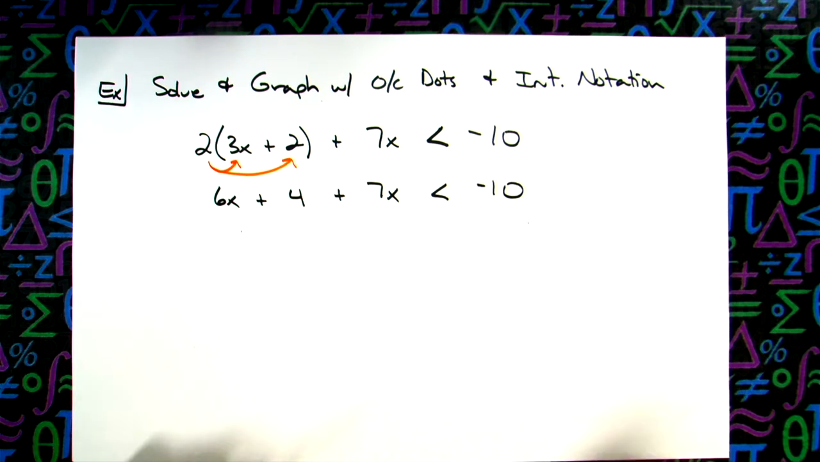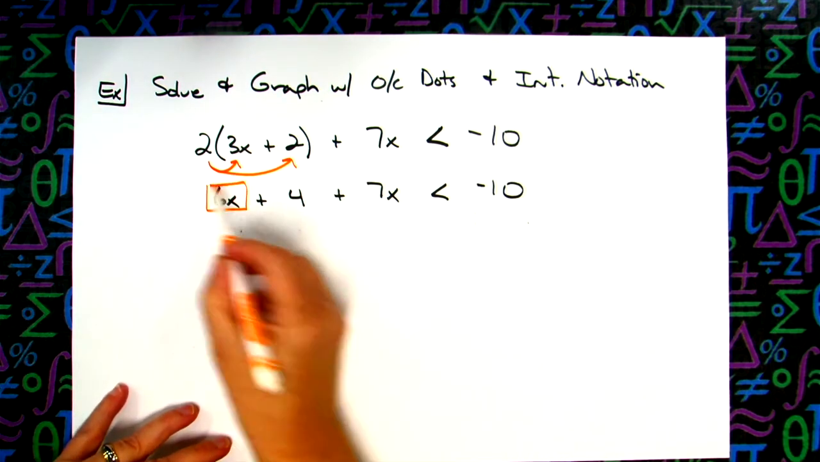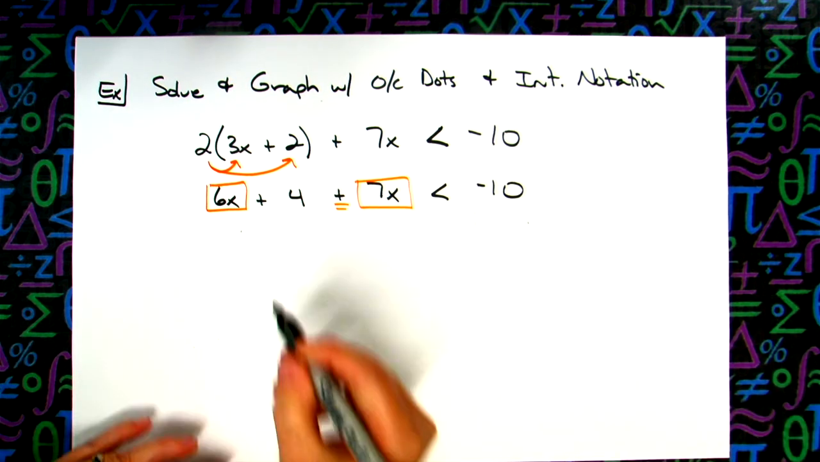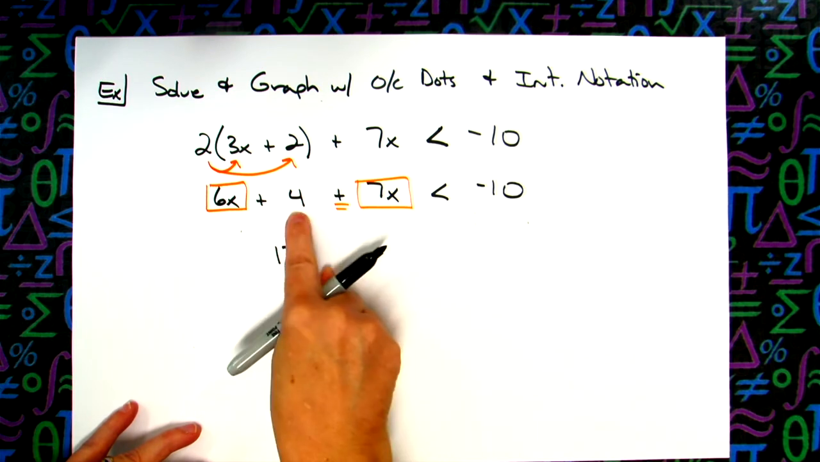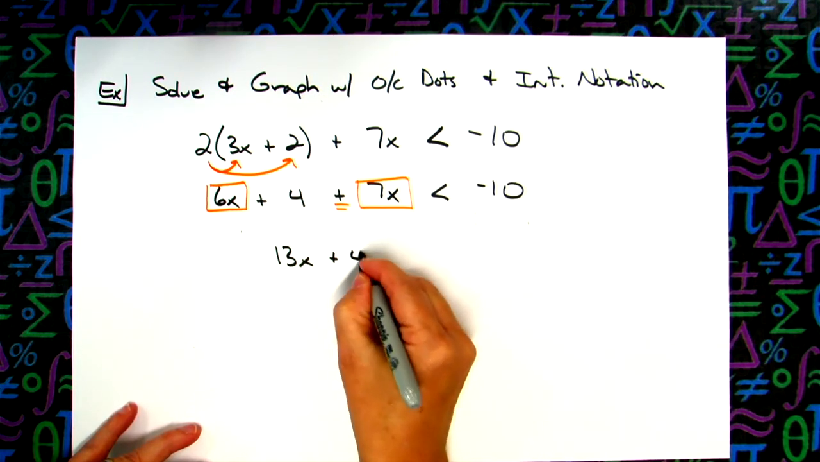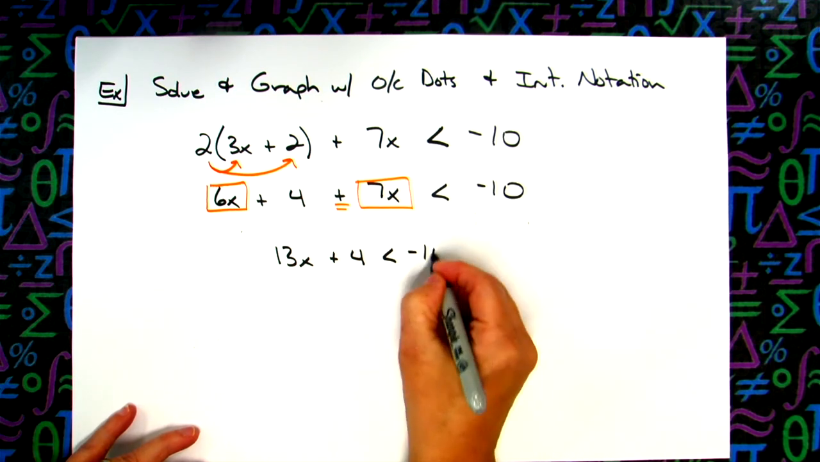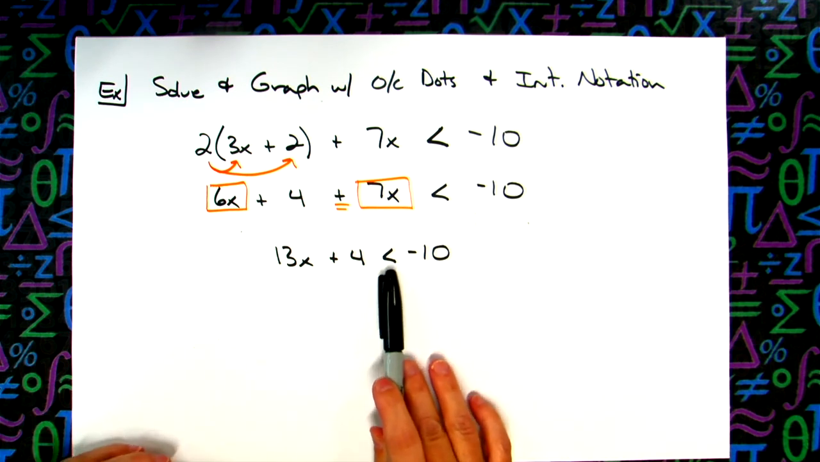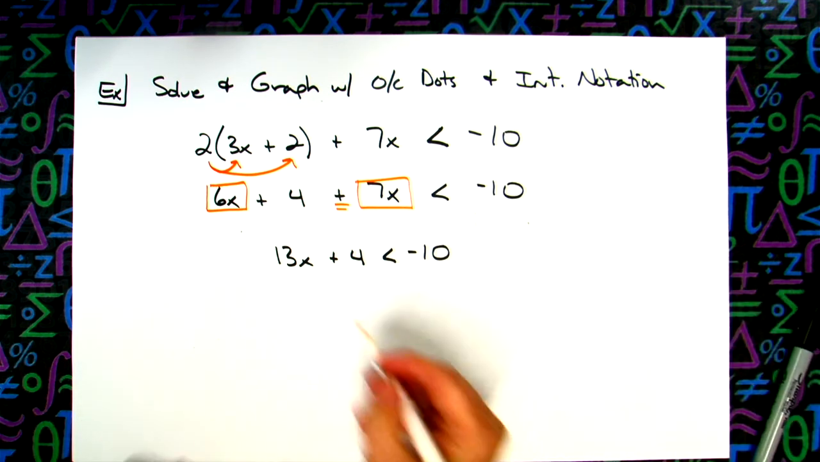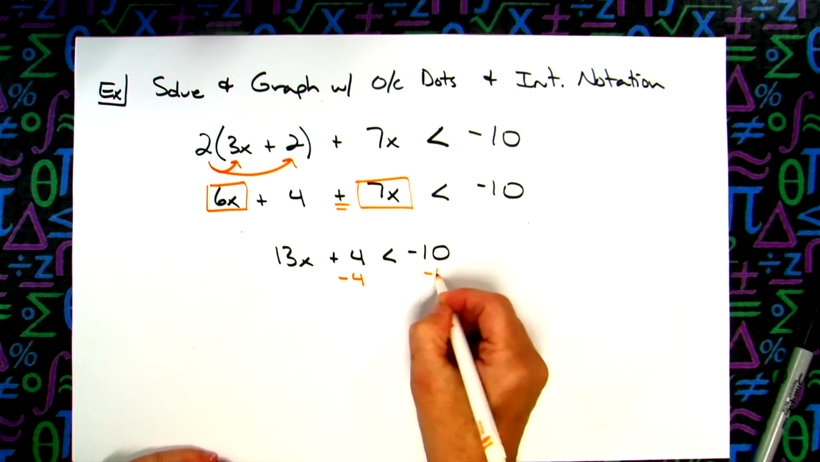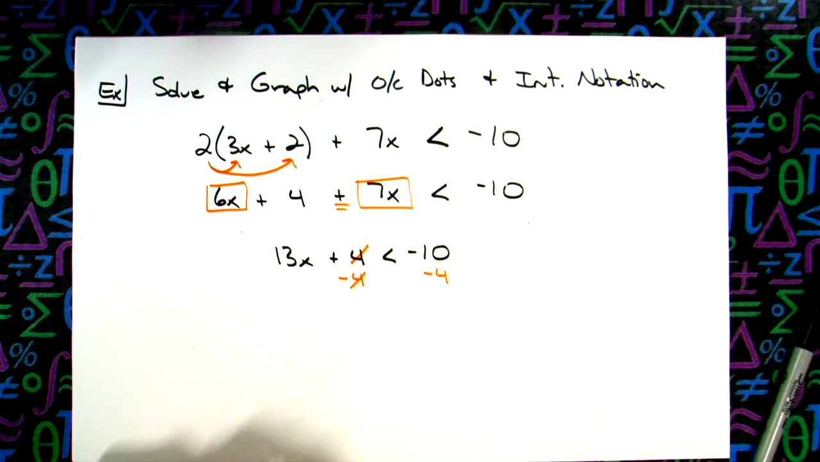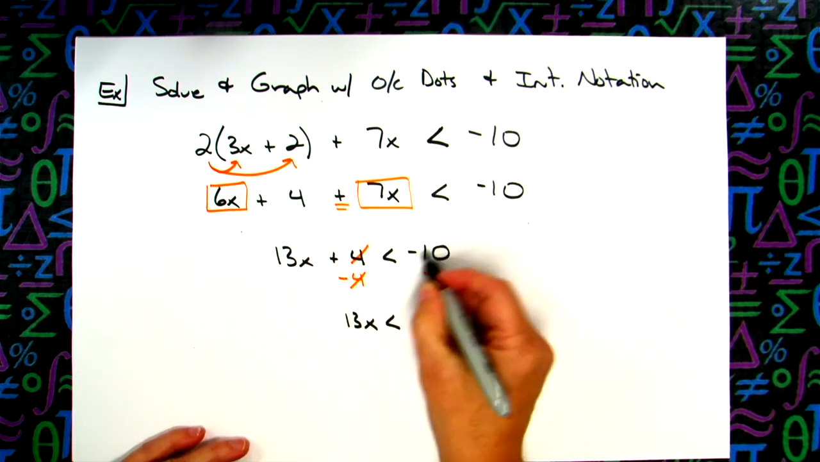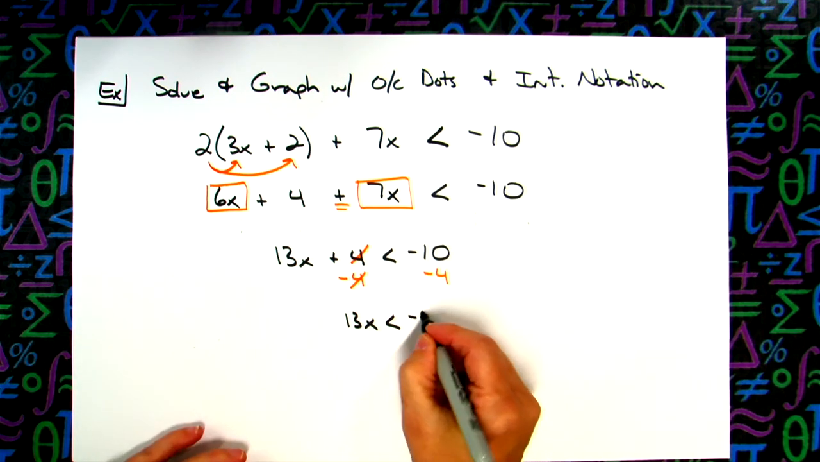We know how to combine like terms. There's a 6x and there's a 7x, and they're being added, so you would get 13x. We didn't do anything with the 4, so in the next step your plus 4 comes down. Then you have a less than, then a -10. At that point you've got a two-step equation, except it's an inequality, but it's the same thing as if there was an equal sign there. So we subtract 4 from both sides so that these 4s go away. Then we get 13x, the less than sign comes down, and -10 minus 4 is -14.